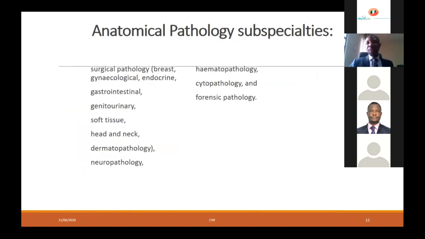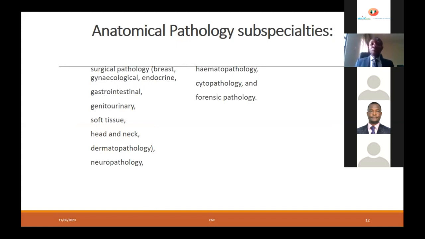We have subspecialties too. It's not enough that we are laboratory physicians or anatomic pathologists, we also have subspecialization, although it is not very well developed in Nigeria. So there's a surgical pathologist who deals with breast, gynae, and endocrine diseases. There is the gastrointestinal pathologist, the genitourinary pathologist, soft tissue pathologist, neuropathologist, hematopathologist. Hematopathology is different from hematology and blood transfusion. A hematopathologist is first an anatomic pathologist who now goes on to spend a year or two to subspecialize in hematopathology.